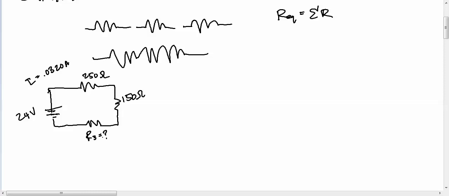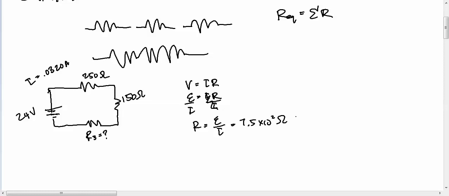What is the equation? The one equation that we know is V equals IR. Voltage equals I times R. Technically, we should put E equals IR, it's the same thing. We're talking about EMF, which is really the same thing as voltage. It's equal to current times resistance. So we calculate the resistance. We're given E, which is 24 volts, and I. I divide both sides by I, so resistance is equal to E over I, which is 24 divided by 0.032. That gives you 7.5 times 10 to the 2 ohms, or 750 ohms.